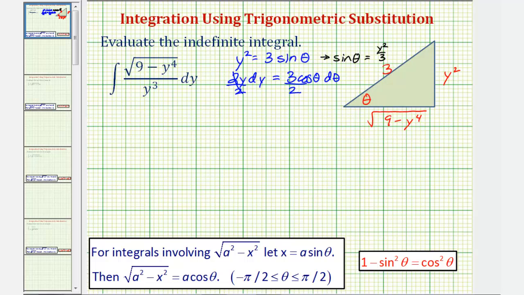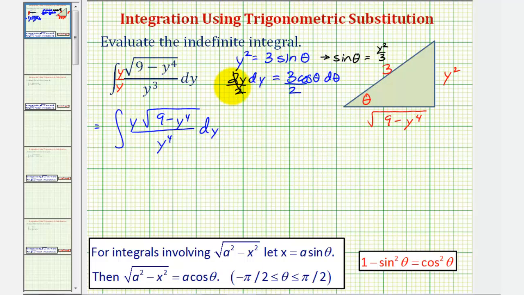Now again, to perform this substitution and write this integral in terms of theta, we need to have a factor of y dy. So to get this extra factor of y in the numerator, we'll go ahead and multiply our integrand by y over y. So this would be equal to the integral of y times the square root of 9 minus y to the fourth divided by y to the fourth dy. And now we'll perform our substitutions.